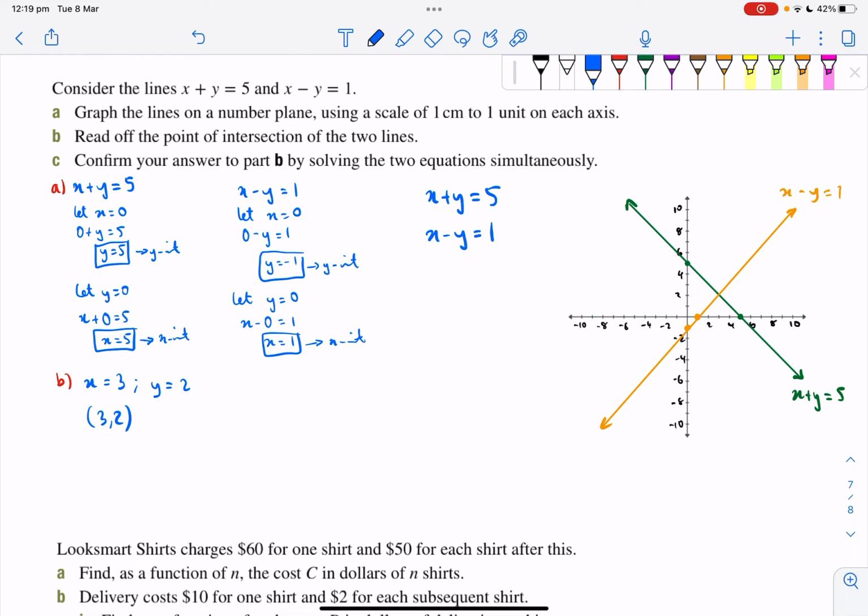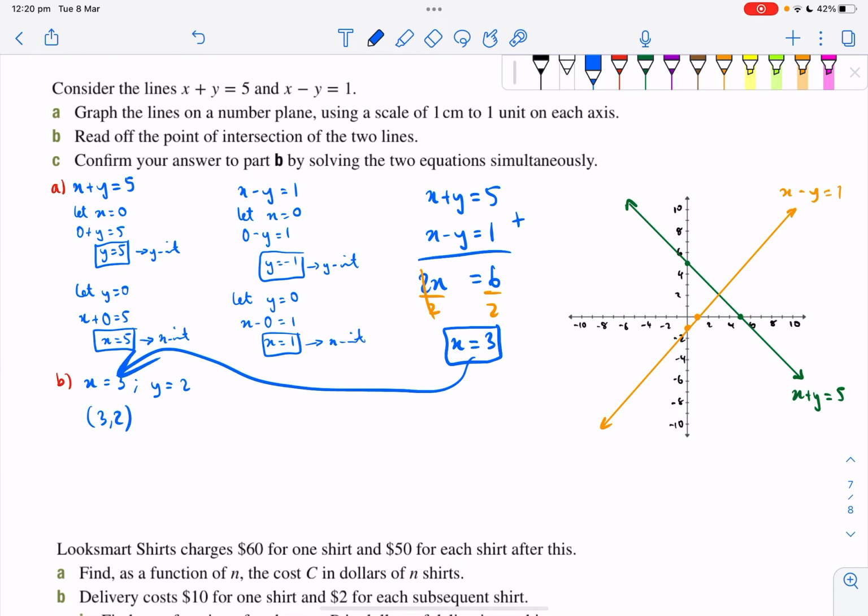So look at that. I'm going to vertically add these. So x plus x is 2x. Now, why am I vertically adding these? It's because y plus negative y will cancel out. And then we have 5 plus 1, which is 6. And then finally, divide by 2, we have x equals 3. So that ticks the first box. We definitely have x equals 3.